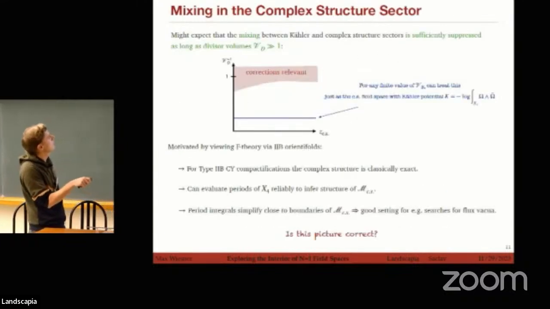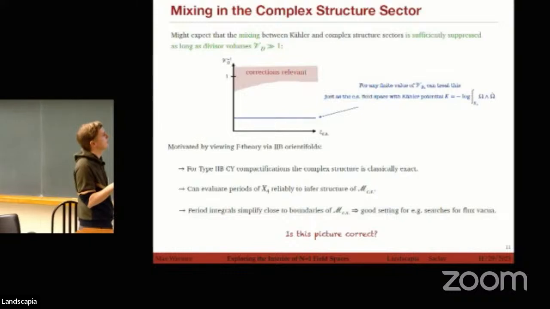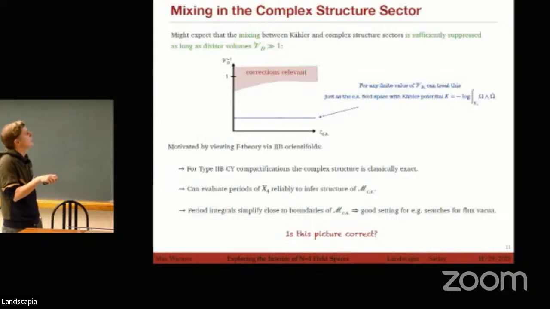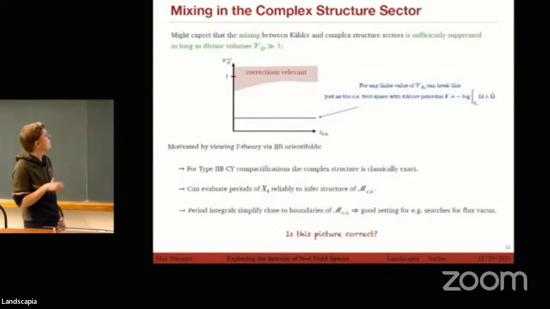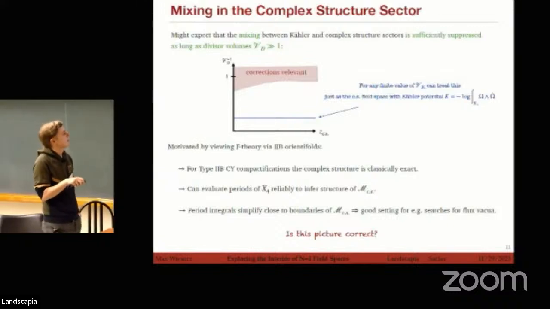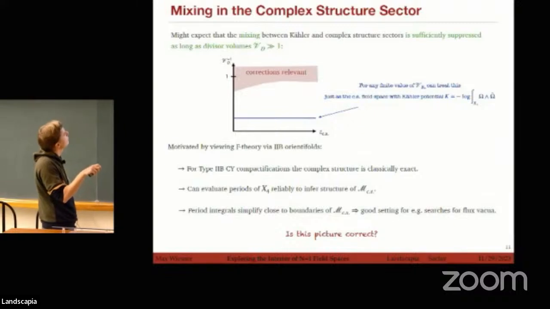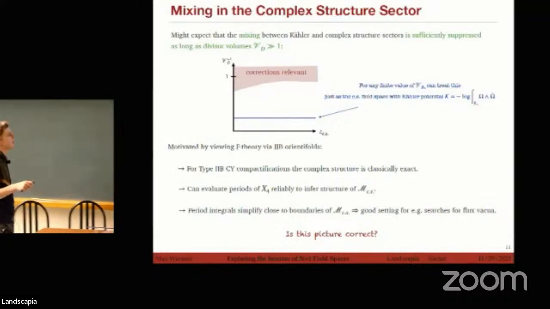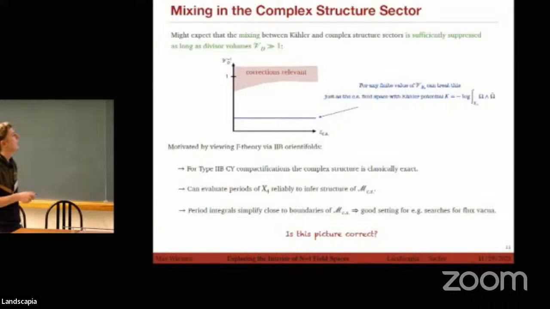And this is oftentimes motivated by viewing F-theory via type IIB orientifolds, because in type IIB Calabi-Yau compactification, the complex structure sector is classically exact, so we can just describe it through this scalar potential. And one could evaluate the periods of X4 reliably to infer the structure of M_CS if one wants to work with actual F-theory. And the period integrals of course simplify close to boundaries of the complex structure sector, which I would, for instance, put here. This would be, for example, my large complex structure point, or any other of the points that Irene and Thomas classified in detail. So this is typically the setting in which one searches for flux vacua, assuming this factorization.